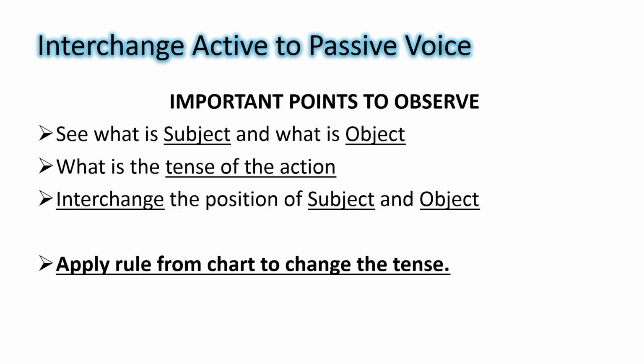Then, the next and the most important part is to interchange the place of subject and object. For example, Hunter killed the tiger is in active voice. Hunter is the subject, which will be replaced by the tiger, which is the object here, when we are changing it into passive voice. For example, the tiger was killed by Hunter.